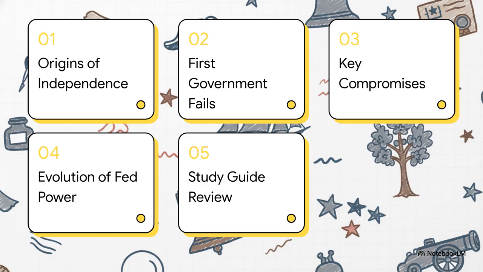Here's our syllabus for today. First up, the origins of independence. Second, why the first government fails. Third, key constitutional compromises, followed by the evolution of federal power. And finally, we'll lock it all in with a study guide review.